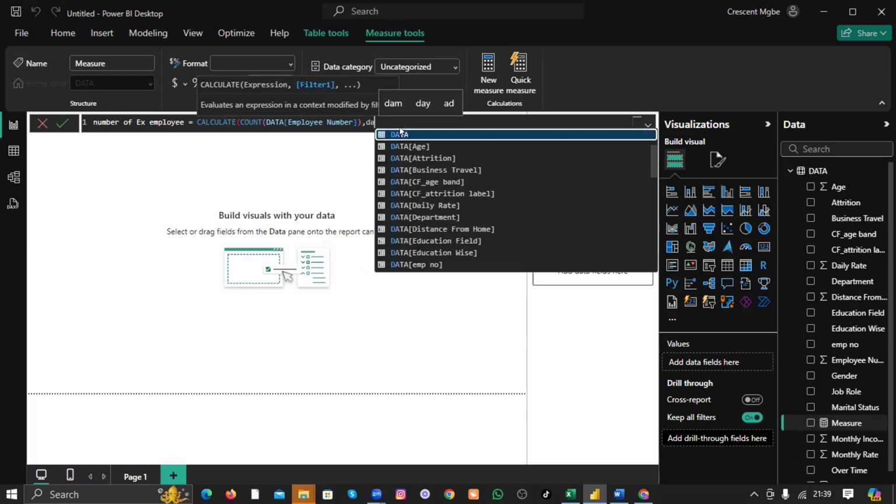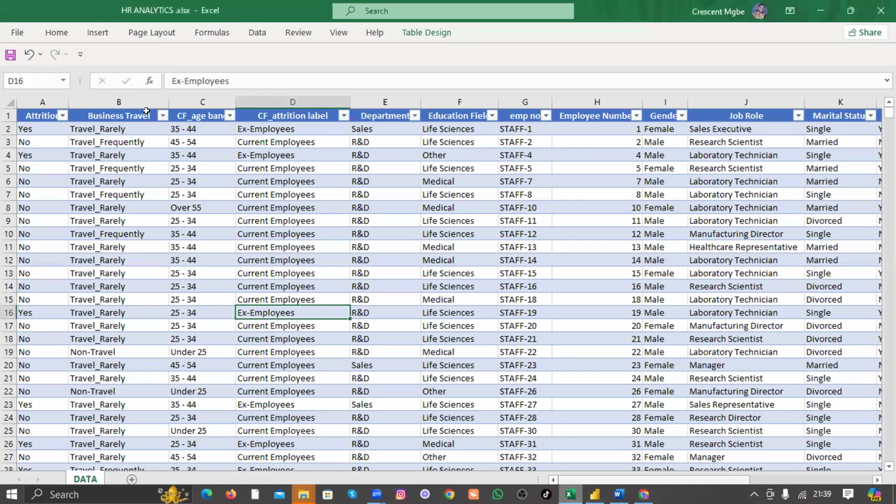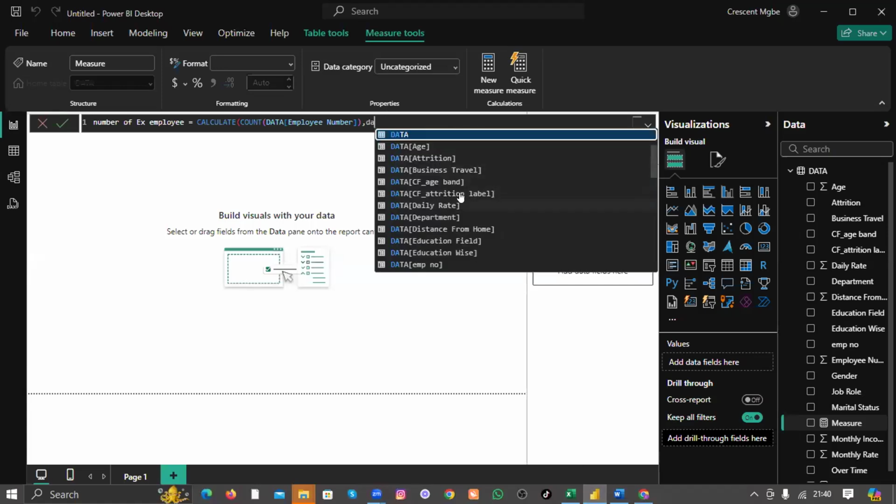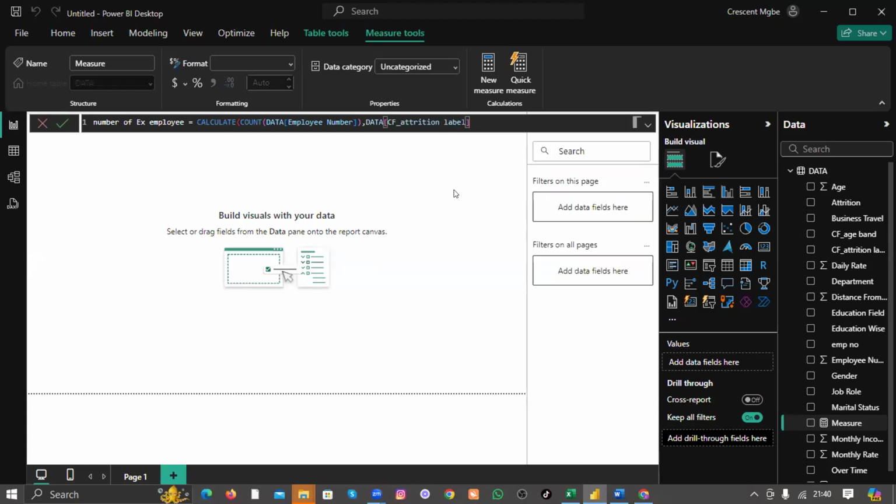So you want to do filter, and the column, go to your Excel. You can see the column where X employee is. Look at the column. It's the CF attrition label. And you want to get for X employee. So let's copy the name here, X employee. So we are going to call that CF attrition label equals X employee. You close it, then you close your bracket.